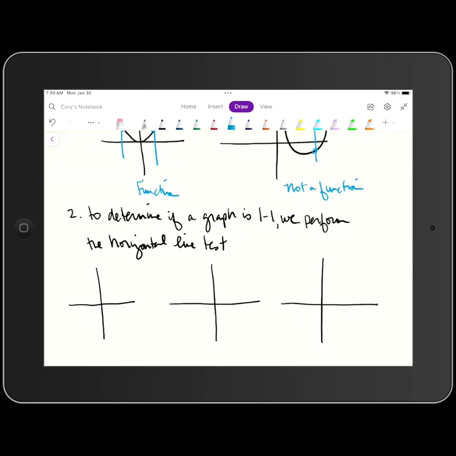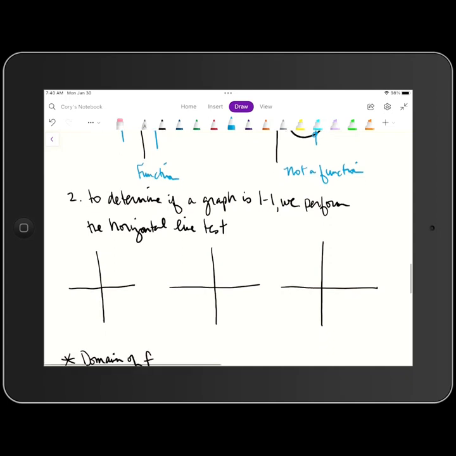Okay, we can also graphically determine if a graph is 1-to-1. And if we want to determine if a graph is 1-to-1, we perform the horizontal line test. So the vertical line test was we draw a vertical line. If any vertical line intersects the graph in more than one point, then that graph is not a function. The horizontal line test says if we draw a horizontal line and it intersects the graph in more than one point, then that graph is not one-to-one.